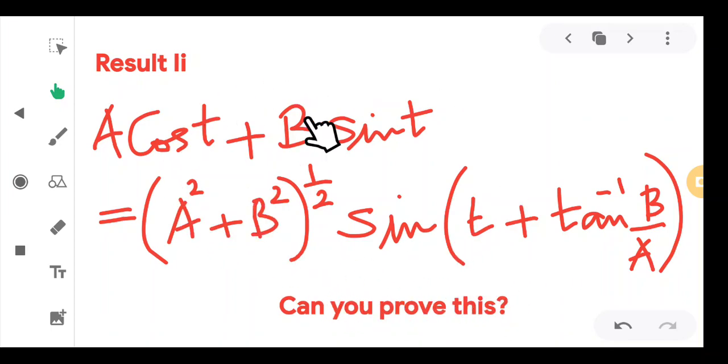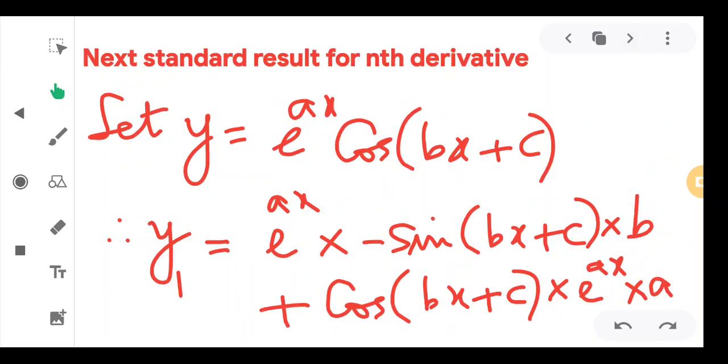That's a homework for you. Now let's derive that nth derivative result. Let y equal to e raised to ax into cos(bx plus c). This is a given function. We have to differentiate this one, but while you differentiate, you have to apply the product rule.